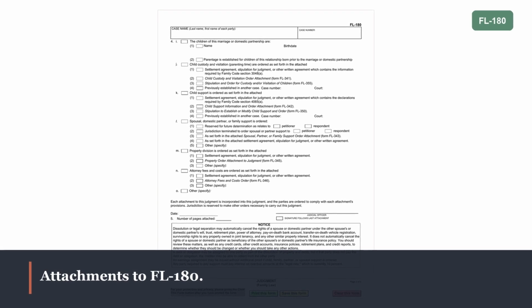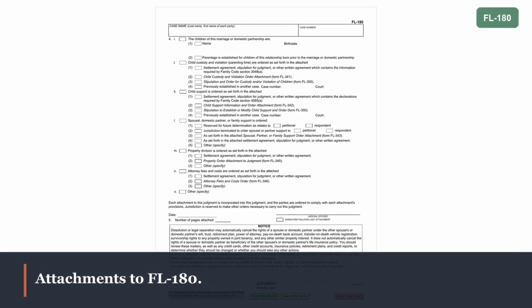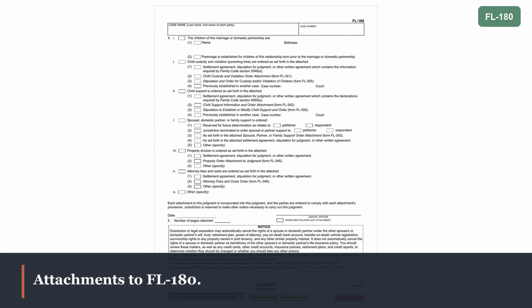Attachments to FL-180. What gets attached to FL-180 depends on what your case actually resolves, but the following are common: marital settlement agreement, FL-341, custody and visitation order, FL-342, child support order, and other property or support orders. Missing or inconsistent attachments are one of the most common reasons a judgment is not signed on the first submission.